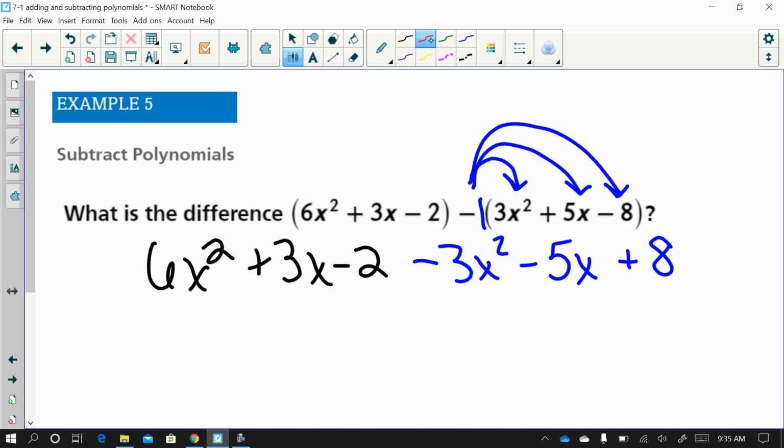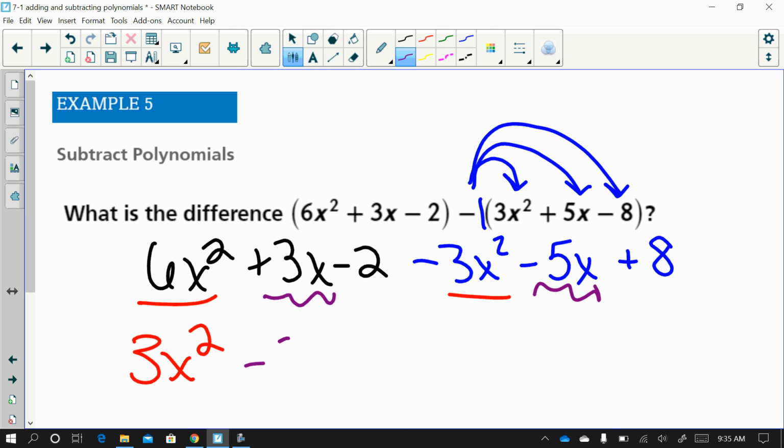Okay, so let's look at our x squareds. I have 6x squared minus 3x squared, which gives me 3x squared. And my x's, 3x minus 5x, gives me negative 2x. And finally, my constants. Negative 2 plus 8 gives me positive 6. So my answer is 3x squared minus 2x plus 6.